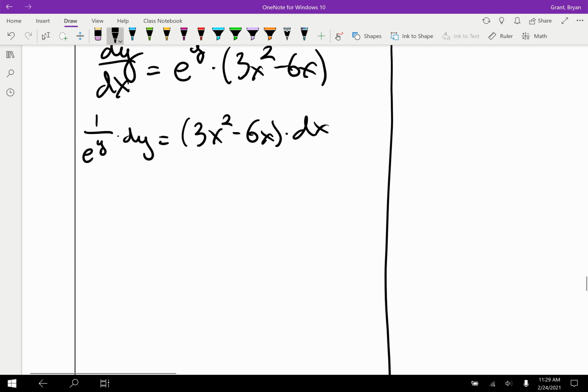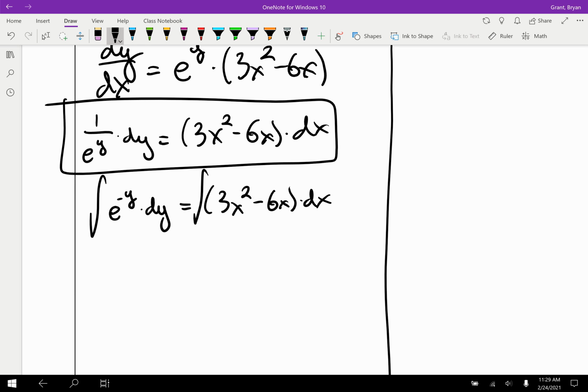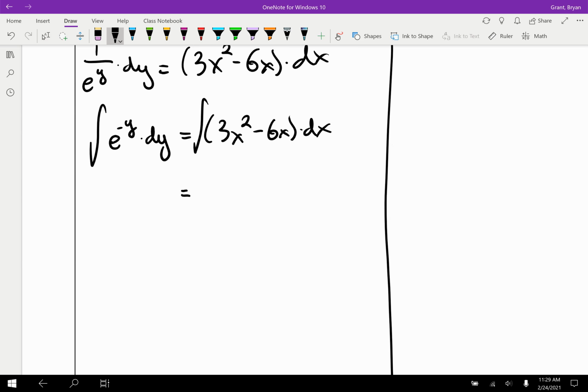Before I slip in that integral symbol, I am going to rewrite 1 over e to the y as e to the negative y. I think that'll be a little bit easier to take the antiderivative. And then let's throw those integral symbols in. Right? This first step right here, 1 point already. Antiderivative time. Right side looks less intimidating. x cubed minus, this is x squared, 2 times what is 6, 3. And don't forget your plus c.